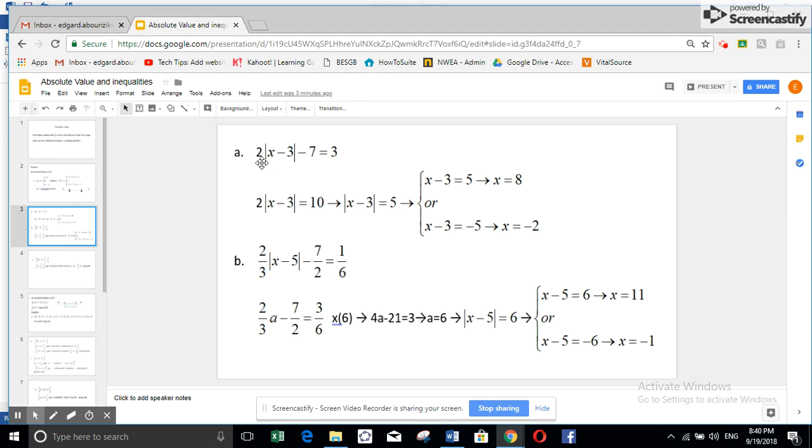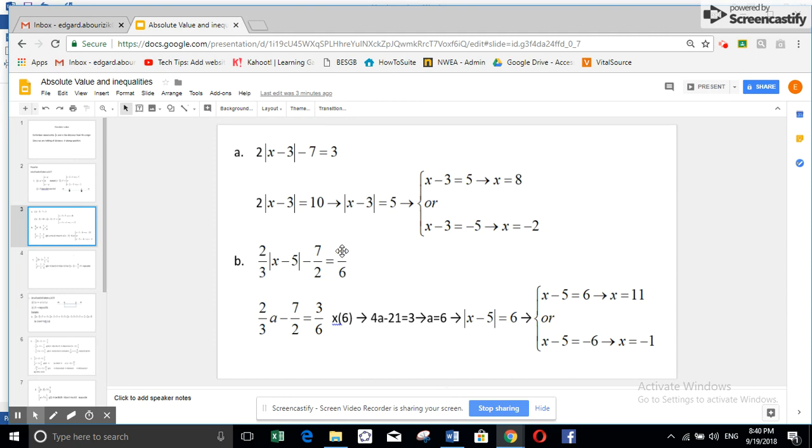Let us take an example. Suppose you want to solve this example. You write 2 absolute value of x minus 3. You take the minus 7 to the other side, it is 10. Then you divide by 2, you're going to get 5. So x minus 3 is 5. This will lead us to x is 8. Or x minus 3 is minus 5. This will lead us to minus 2, since 5 is positive.